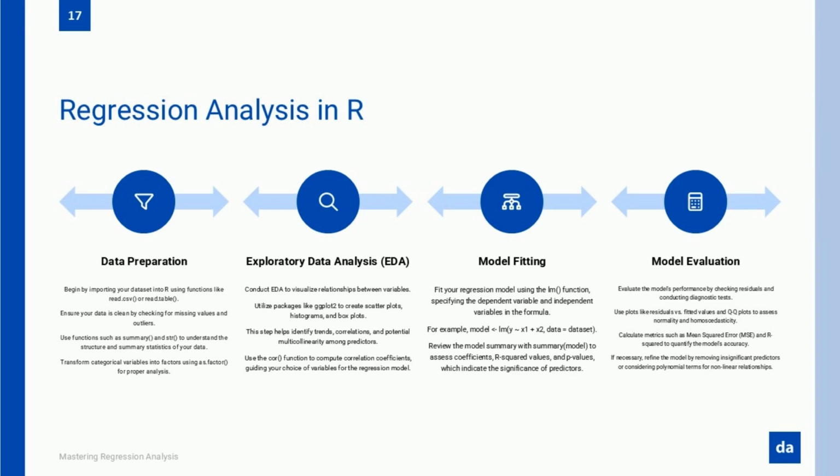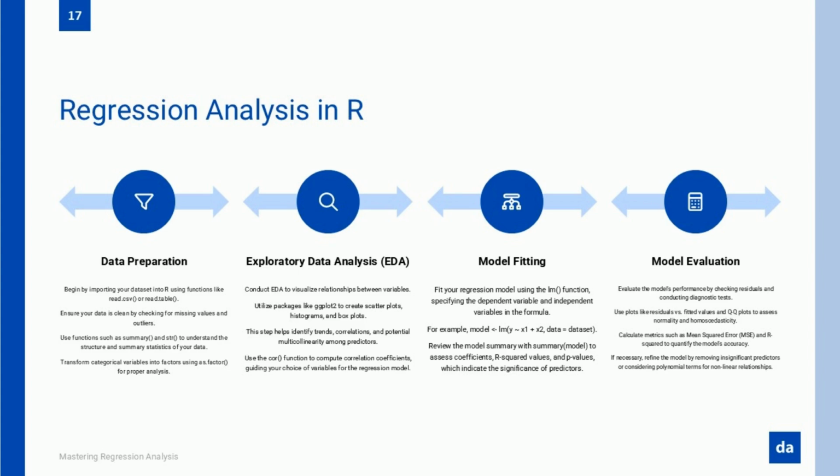Exploratory data analysis, EDA, is where the fun begins. Using visualization libraries like ggplot2, relationships between variables come to life through scatter plots, histograms, and box plots. You can spot trends, correlations, and even potential multicollinearity issues among predictors. With simple commands like cor, you can compute correlation matrices, offering insights into which variables are closely related and should be used cautiously in the model.